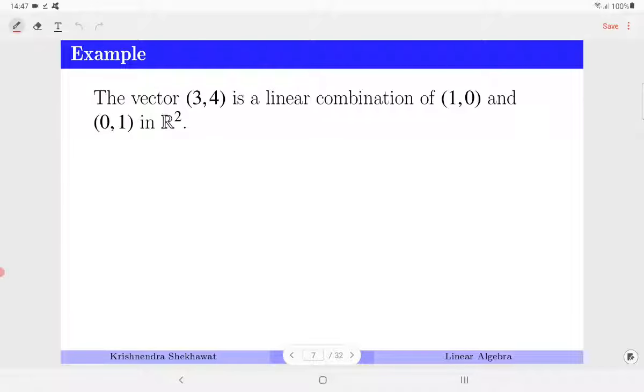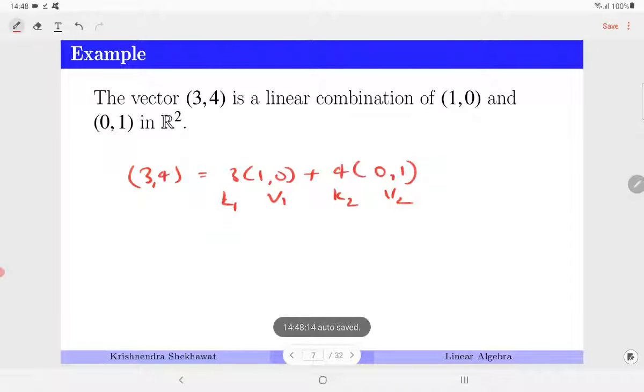First, a simple example. If we consider the standard R2 with the usual addition and scalar multiplication, then I can always write (3, 4) as 3(1, 0) plus 4(0, 1), which means (3, 4) has been expressed as a linear combination of (1, 0) and (0, 1). So (1, 0) is V1, (0, 1) is V2, 3 is K1 and 4 is K2.